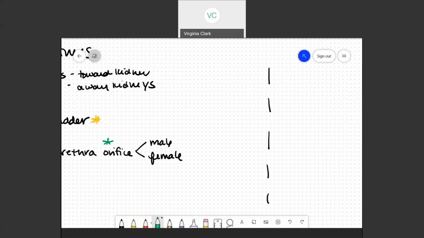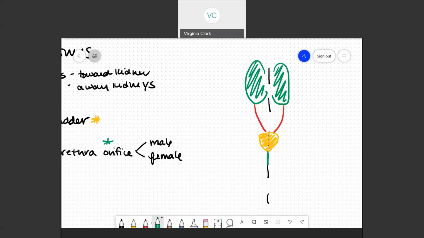You're going to have your 2 kidneys. We're going to talk about these next in depth. You're going to have your ureter from each. These are off the midline, you'll notice, and then they will dump into your bladder, which is on the midline, and then that bladder will release from the body through your urethra. So we will have one on each side that will then dump into the general bladder.